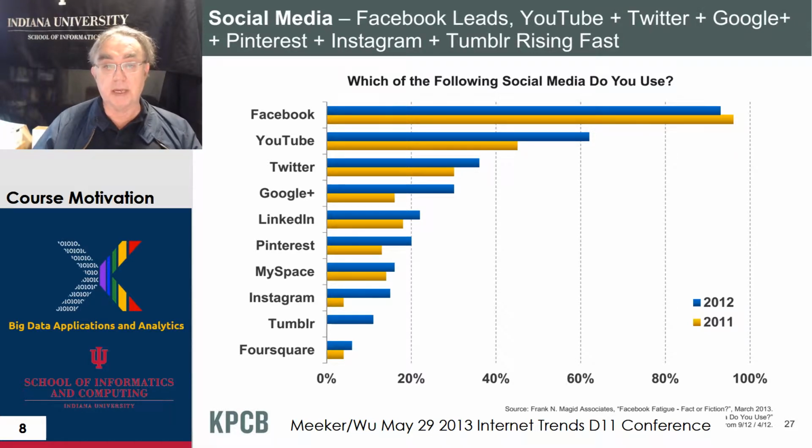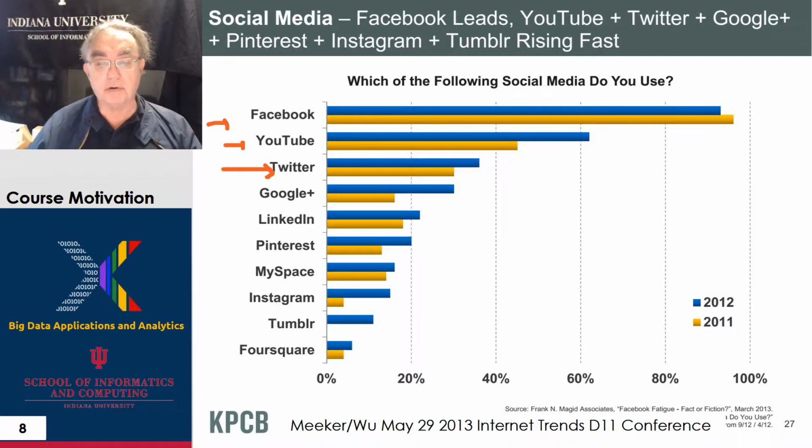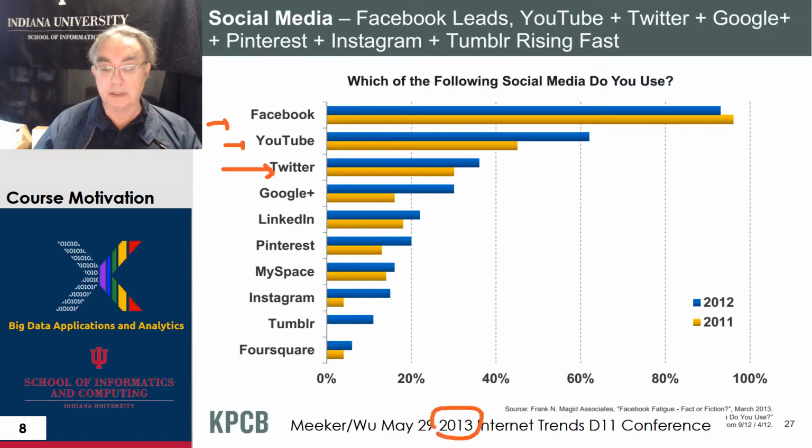here. Here we have looking at the social media with Facebook and Twitter and YouTube as dominant social media. If you did it today, I think you'll find Google Plus would have gone down, and some of these other ones, like Tumblr, would have gone up. There's quite a lot of changes in this field. But anyway, this is from 2013, or a year and a half ago.